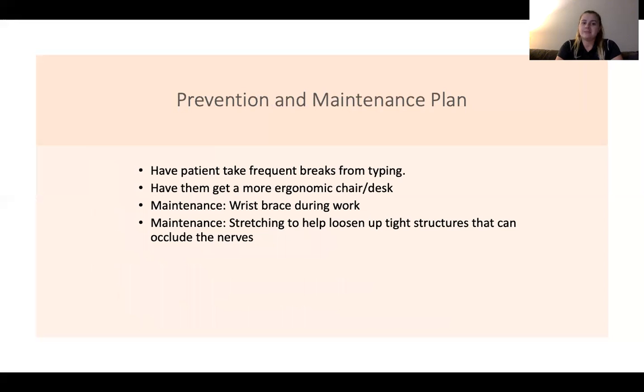Prevention and maintenance plan. So first, prevention is just going to be have the patient take frequent breaks from typing or some of those repetitive activities that they could be participating in. We can also have them get a more ergonomic chair or desk to help alleviate any of the occlusive conditions that might be causing this.